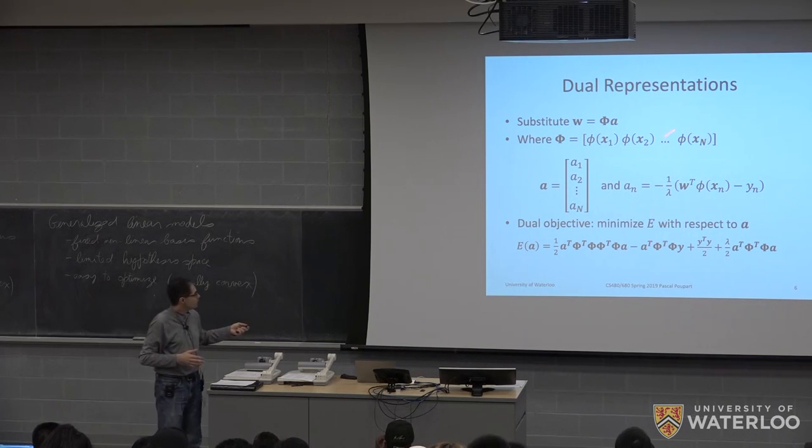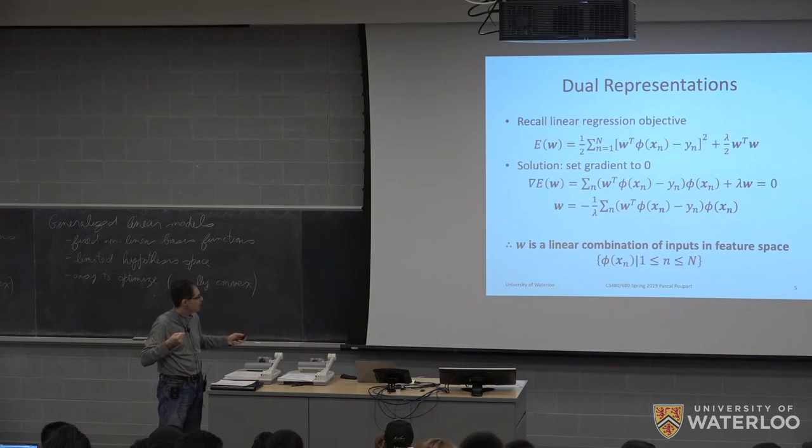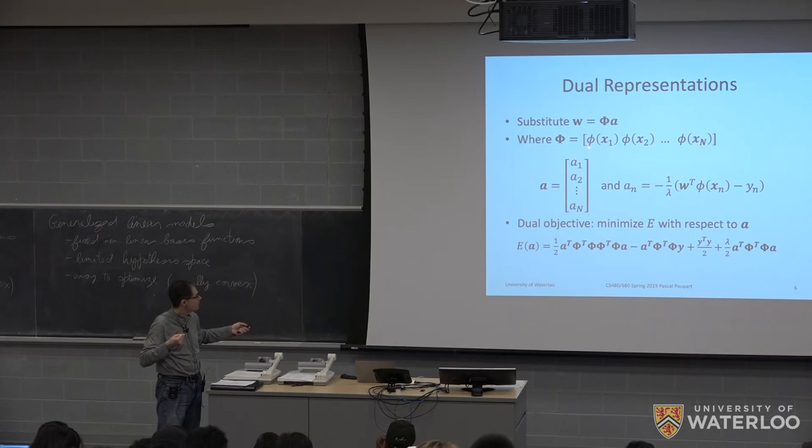So it turns out that I can rewrite w as a linear combination of those points into the new space, and I'm going to denote by a the coefficients of that linear combination. So essentially, this equation is just the matrix version of what I had on the previous slide right here. Okay, so here you see I'm taking a linear combination. So this is essentially a times phi, which I just write in matrix form right here.